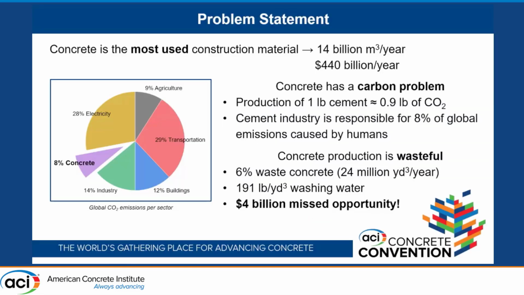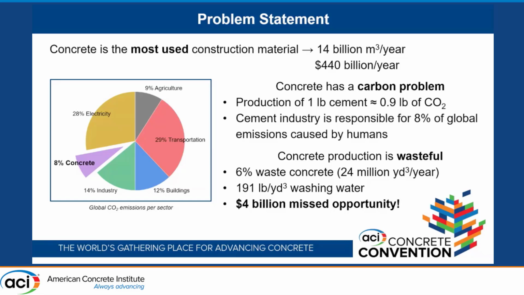So to start out, we need to look at the industry as a whole. Concrete is the most used material in the construction industry. It accounts for nearly $440 billion spent every single year. However, it has two main problems. It has a carbon problem and it has a waste problem.